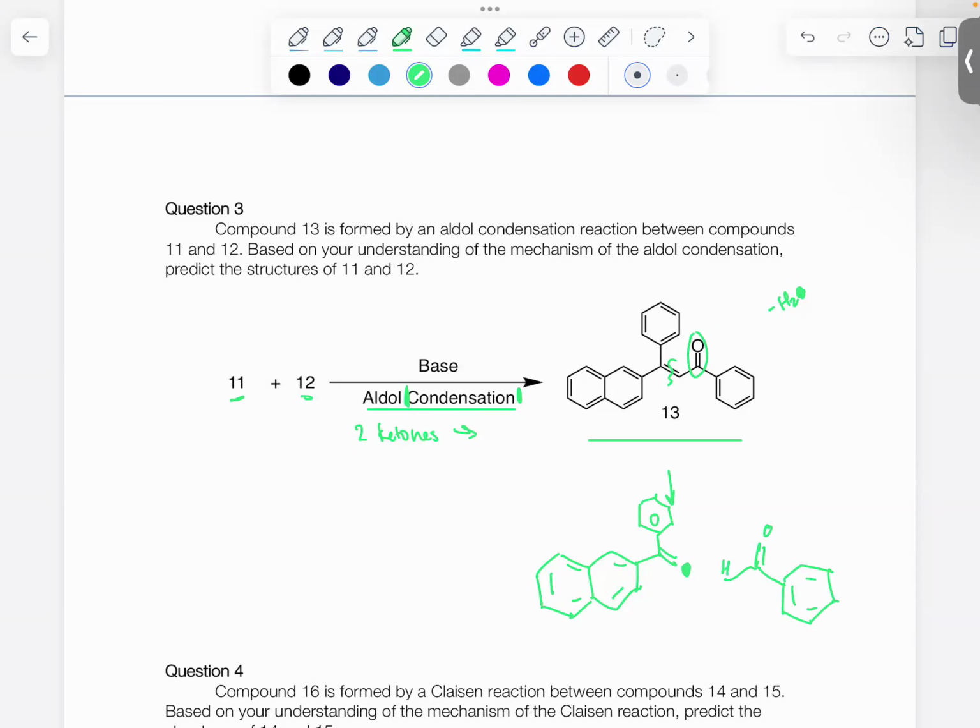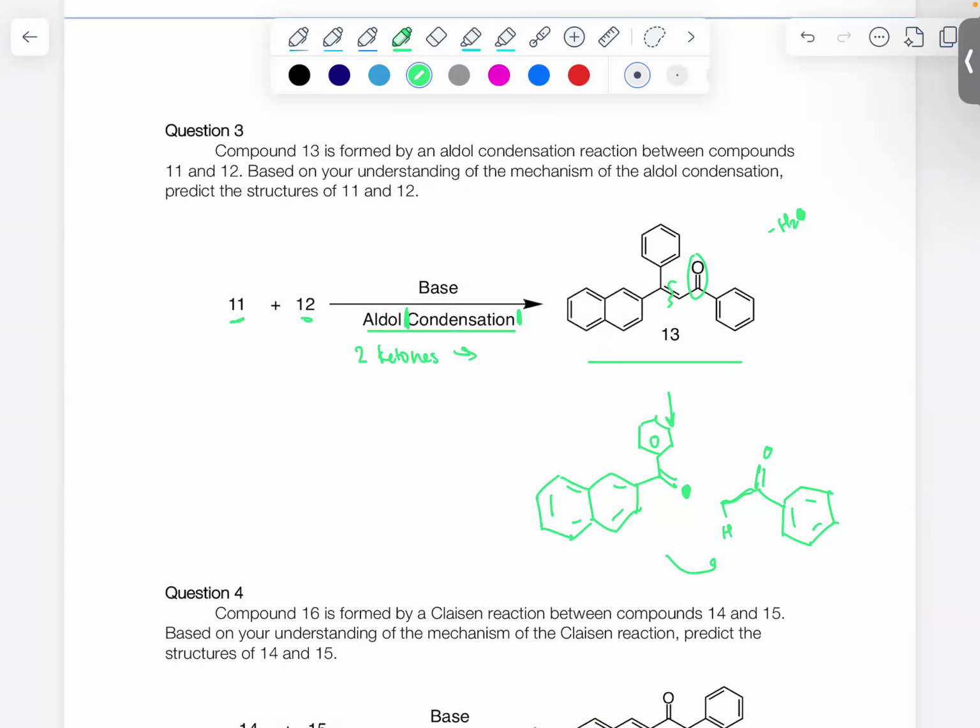And the proton that ended up in our water. And so we have our two ketones, or in this case, I've drawn that wrong. Sorry, guys. Yes, our two ketones. That would be our starting material for this aldol condensation.